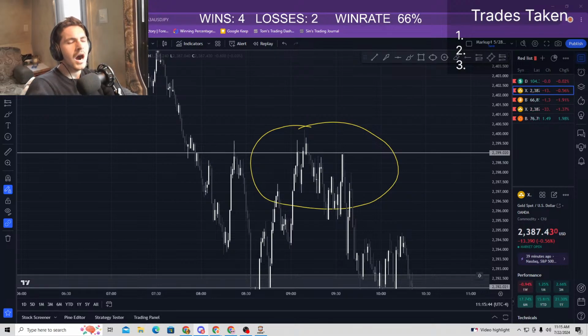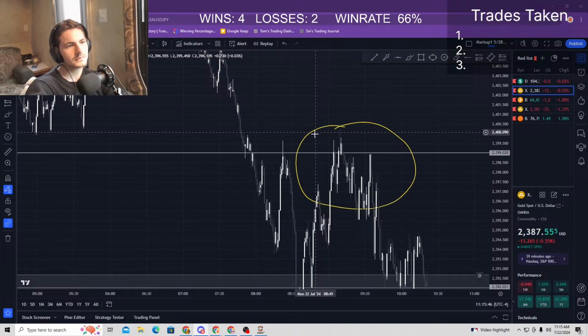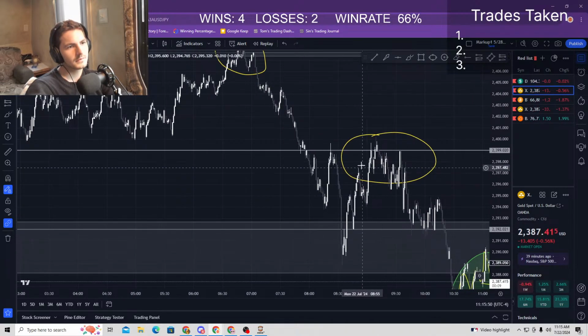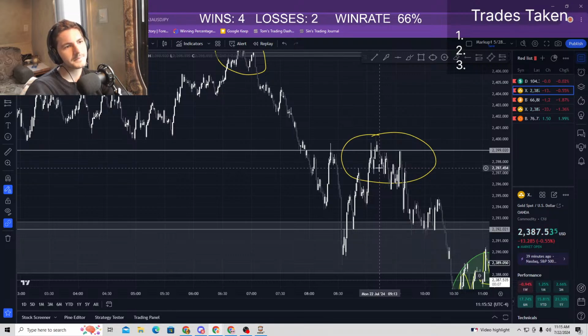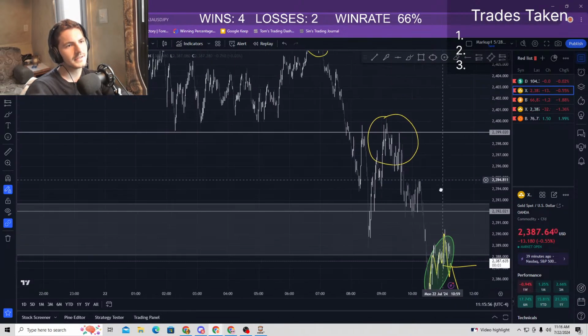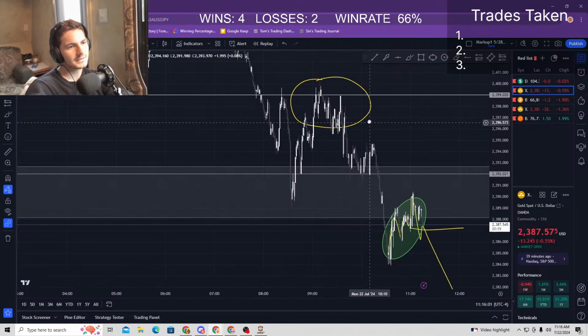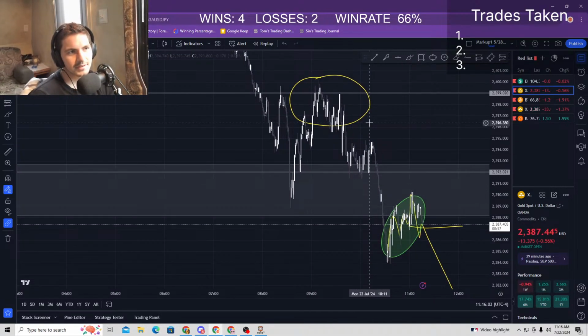So, is this when it broke? It was climbing up, and then it broke the higher low, retraced, and then went back down further. Yeah, exactly. Nice. I see.